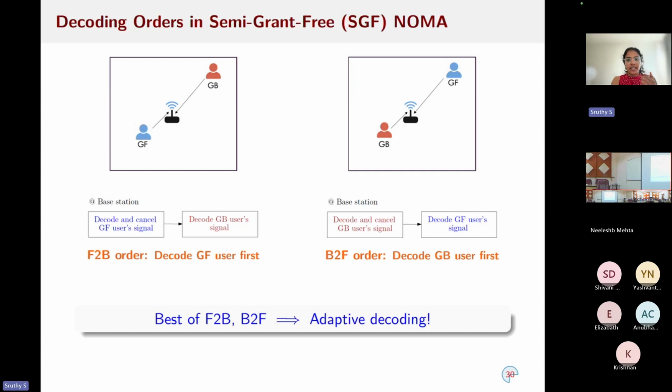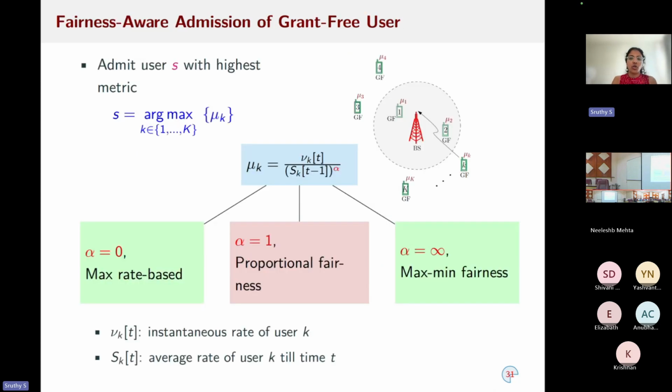Here, the next natural question arises: which user are we going to admit for the semi-grant-free NOMA transmission? For that, let's consider there are K grant-free users available, and we have to admit one among them. For a fairness-aware admission, we propose a metric called mu k for each of these grant-free users. And we admit the grant-free user which has the highest metric mu k.